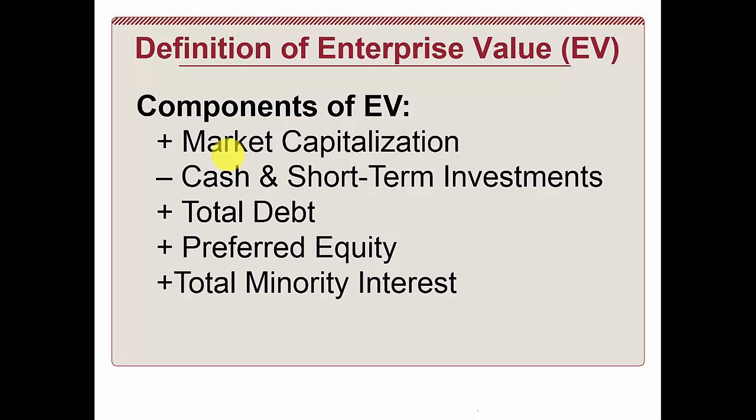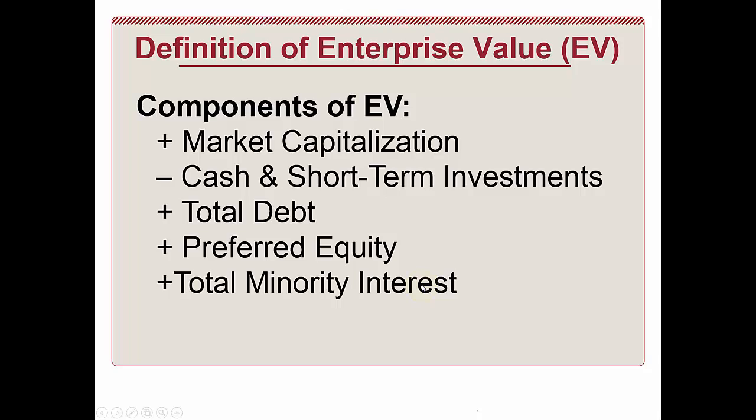So how do we define enterprise value? The basic components of enterprise value are the market capitalization of the stock, and that generally is the current stock price times the number of shares outstanding. Then we subtract out cash and short-term investments, assuming basically those aren't needed for the current operations. We add total debt, we add preferred equity, and then we add total minority interest.